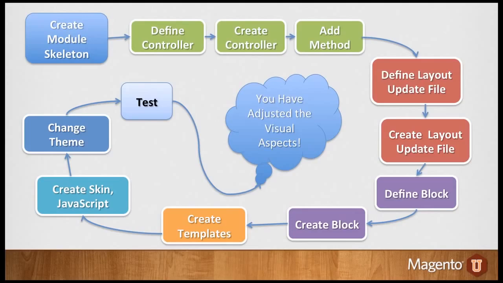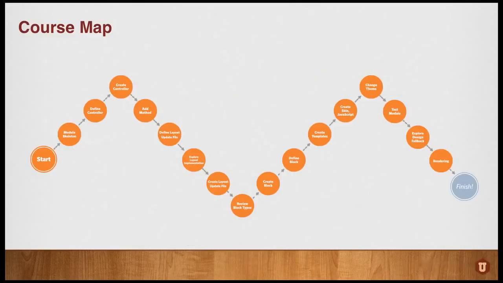Then, we moved on to the skin. The module needed a custom JavaScript file, so we created our custom theme inside the skin folder. Finally, we learned how to manipulate themes. Now you know how to adjust the visual aspects of a Magento page.